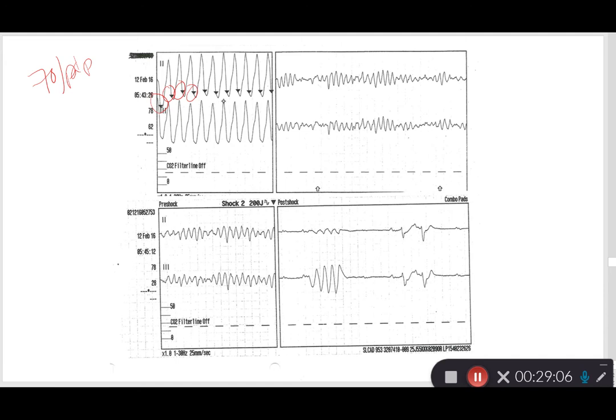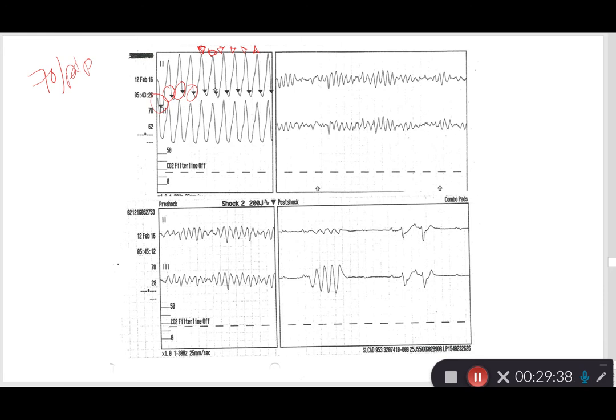I'm syncing because I want to shock this person at a certain moment. What's interesting about this case is that I should be syncing at the R waves. So something was wrong, whether it was just the shape of this person's QRS complex, I'm not sure exactly what was going on with this patient, but the monitor was syncing in the wrong spot. So ideally, we would want it to sync at the R wave. So when I shocked this patient, we basically had an R-on-T phenomenon.